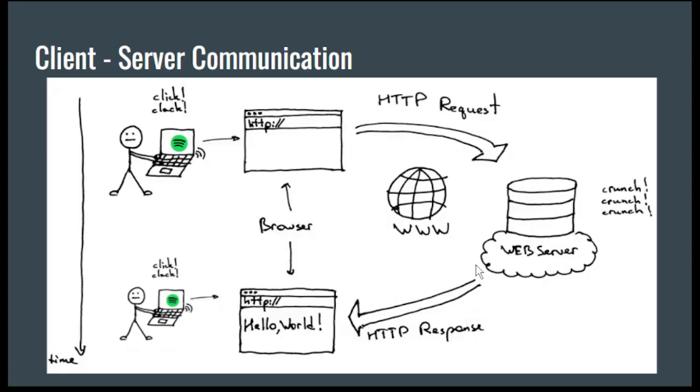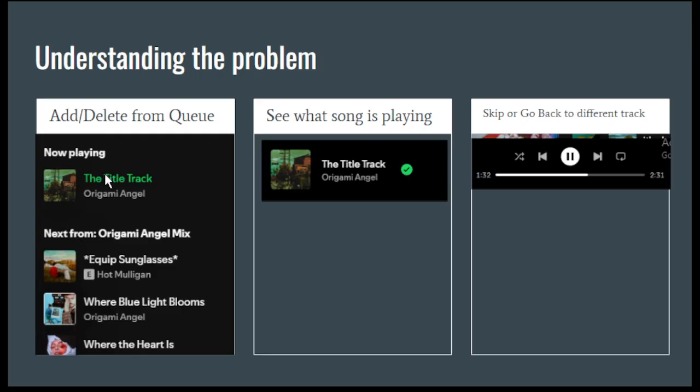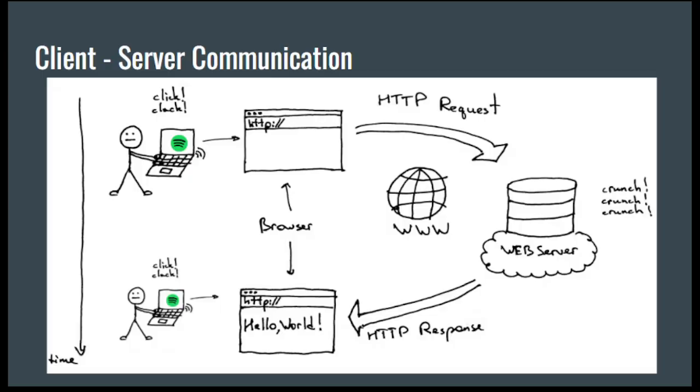But before REST APIs were created, you would have to refresh that page, and then you would see the current song, right? And let's say that you've been listening to Spotify for 30 minutes. Your song is not 30 minutes long. It's going to say that it's on the title track by Origami Angel, but it's actually at Where the Heart Is by Sweet Pill, right?